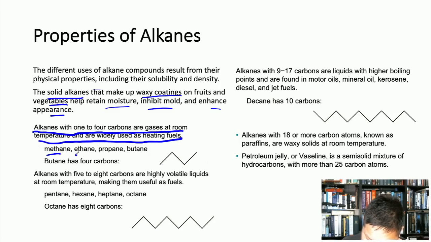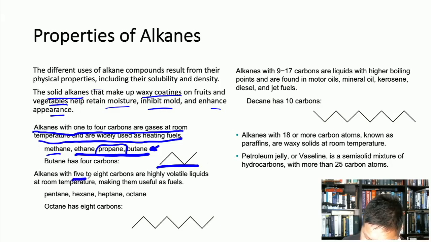Ethane, propane, and butane, as I already said before many times. Propane grills saved my life during the winter storm, and then butane lighters, right? And then, just a quick reminder, butane is a line angle drawing there with 4 carbons.